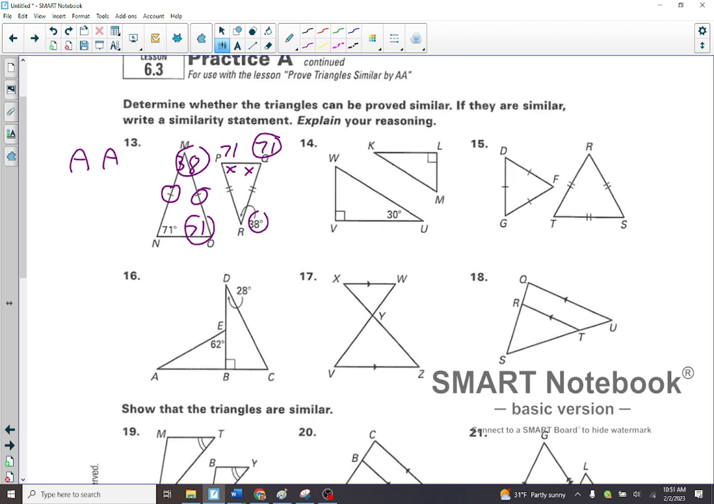Number 14 has a problem. Well, I have the right angle here and here. It would be nice if I could figure out this is 30, but I don't have enough information. This does not have any way to figure out what K is. You do not have enough information, so this is not similar.